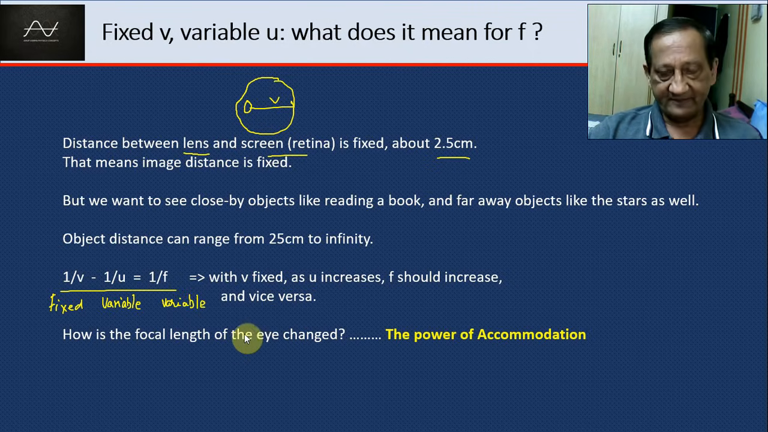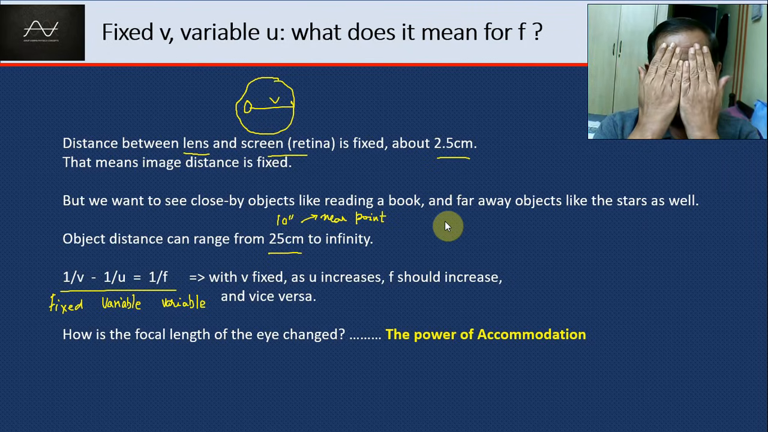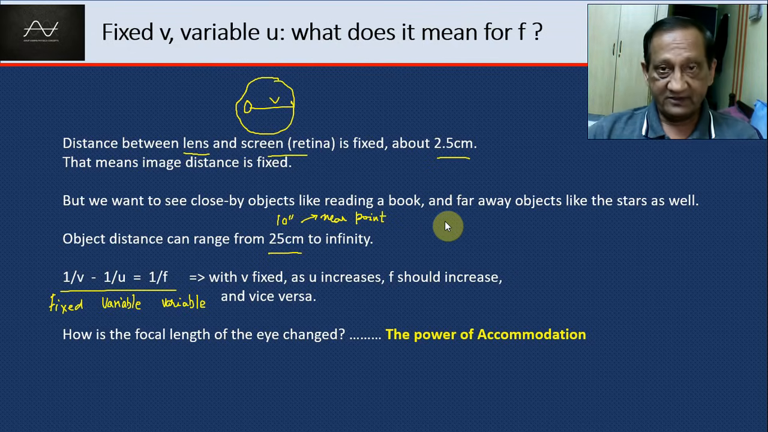For a normal eye, the closest object that we can see is 25 centimeter or 10 inches, and that is called the near point of the eye. If the object is any closer, we can't see it. If we take a book and keep it like this, nearly touching our nose, then we can't read it. We have to keep it at some distance, right? 25 centimeter at least. That is the near point.